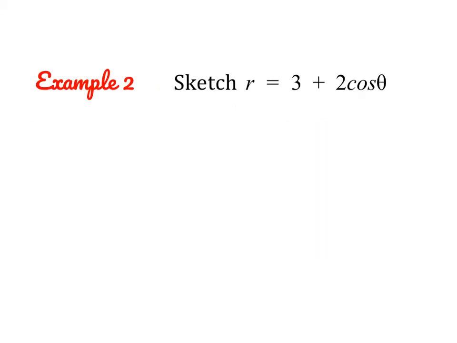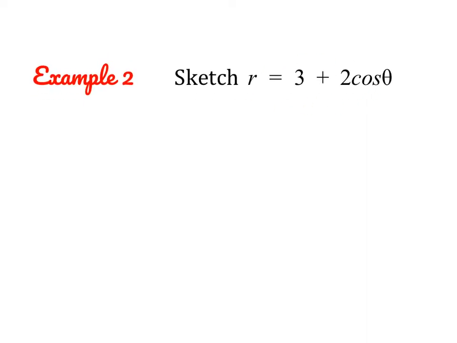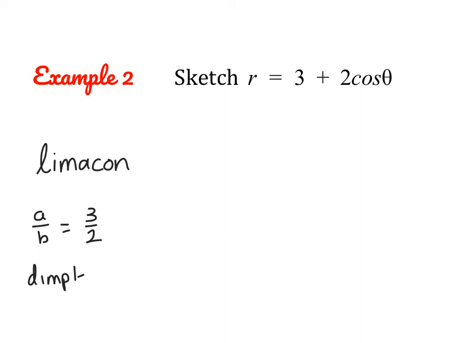All right, let's give one of these a try. So looking at the form of your equation, we can tell that this curve is going to be a limaçon, and it's going to be reflective over the polar axis because it has cosine. Now the next thing we need to do is check the ratio of A over B. So I can see that that ratio is 3 over 2, which means that we are going to have a dimpled limaçon.